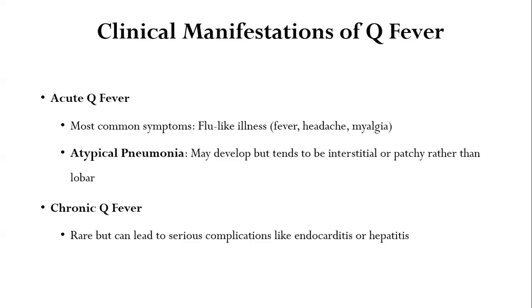Now, what are the clinical manifestations of Q fever? Q fever may be of two types: acute Q fever and chronic Q fever. Acute Q fever usually presents with a flu-like illness such as fever, headache, and myalgia. It can also lead to development of atypical pneumonia. It causes more of interstitial or patchy pneumonia rather than lobar pneumonia. So in this question, the chest X-ray was showing typical lobar pneumonia, which is unlikely in case of Q fever. Chronic Q fever is rare, but it can lead to serious complications like endocarditis or hepatitis.